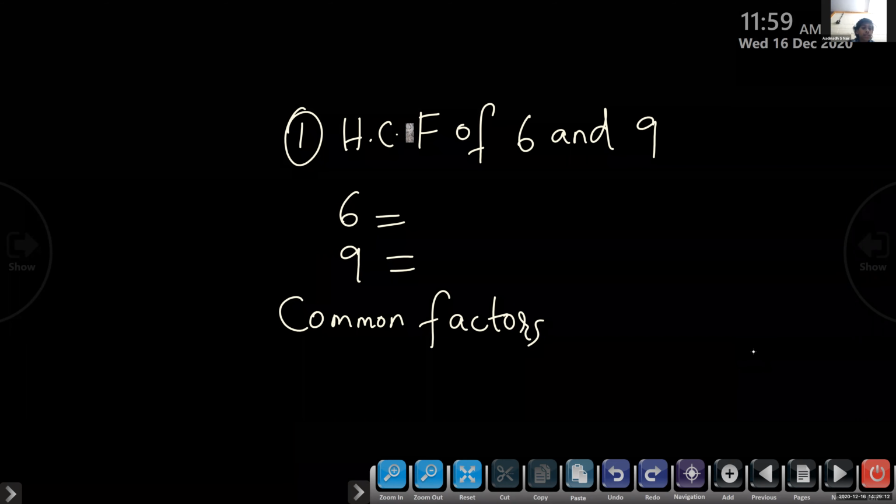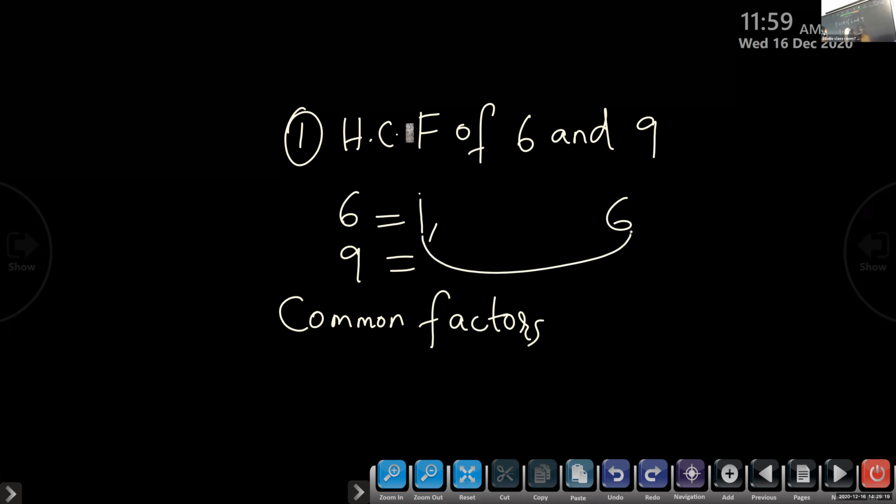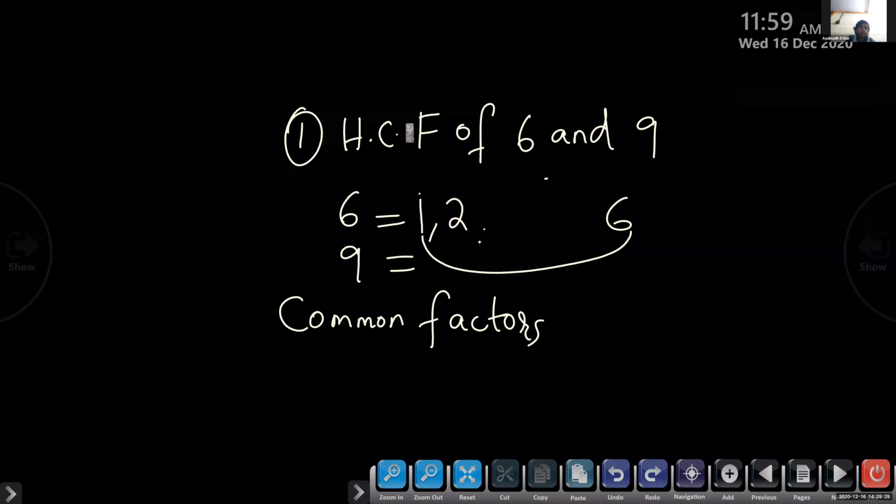Can you say the factors of 6? 1 and 6. We will write here 1 and 6. Why am I writing 1 and 6 together? When you multiply 1 into 6, you will get 6. So we are writing in order. Now we will see with 2. 2 into which number? 3. 2 into 3.